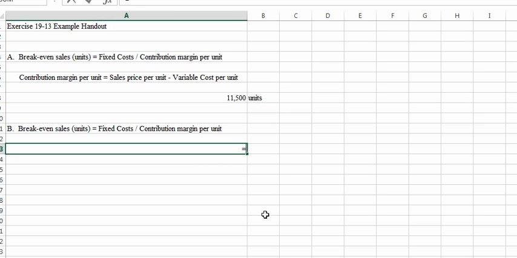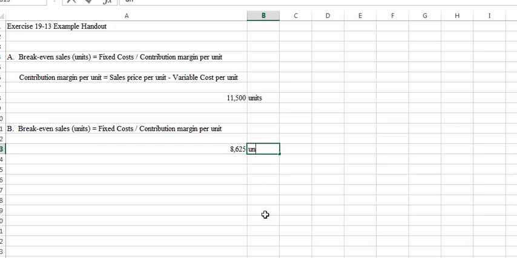So our fixed costs remain the same at $345,000. And we're going to divide by sales price per unit, which we've now raised to 120, minus variable cost per unit, which is 80, and that gives us 8,625 units that we'd have to sell.